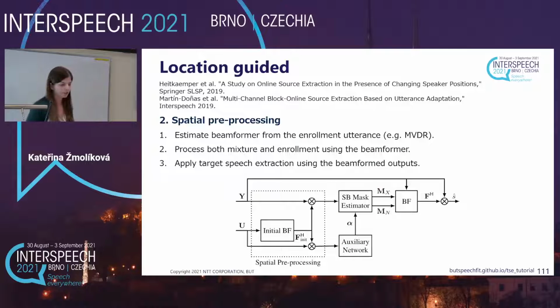Another option, when we have some information about the position of the target speaker, is to use spatial preprocessing. In this case, we design a beamformer which should enhance the target direction, either again from the information about the direction of arrival, or, when we have the multi-channel enrollment utterance, we can estimate the beamformer using this multi-channel enrollment utterance. This beamformer is then used to enhance both the mixture and the enrollment utterance, so both of them are pre-enhanced, and then the conventional target speech extraction processing is still applied on top of that. In these papers, they also use mask-based beamforming on top of this.